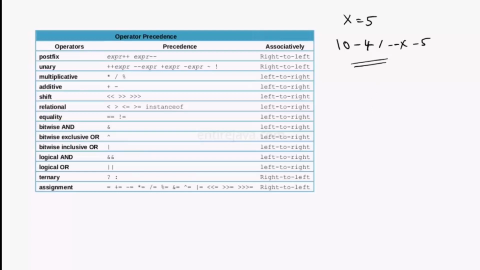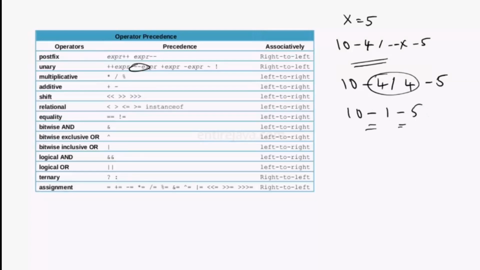Okay, so in this equation we have 4 operators, of which the predecrement operator has the highest precedence. So this will be evaluated first. So 10 minus 4 divided by the predecrement of 5 would become 4 minus 5. And now out of these 3 operators which are left, the division operator has the highest precedence. So this piece of the equation would be solved: 10 minus 1 minus 5.